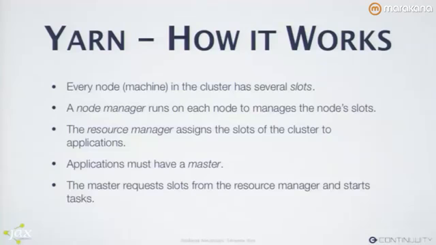So how does it work? Every node in the machine, of course, has memory and CPUs, but Yarn takes a slightly more simplified approach. It simply says every one of these compute machines has a number of slots. And a slot is, you can say, a container in which I can run a task. And on each machine, it runs a process, and that process manages and monitors the slots of that machine.